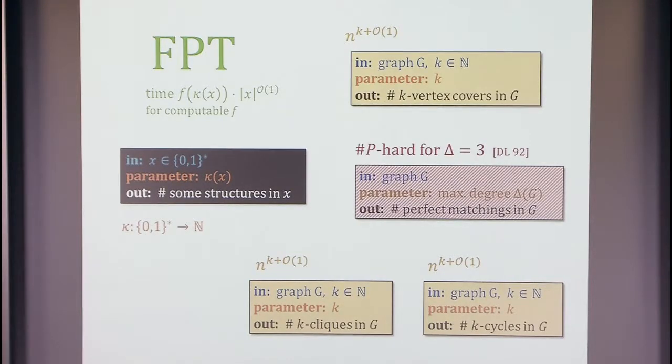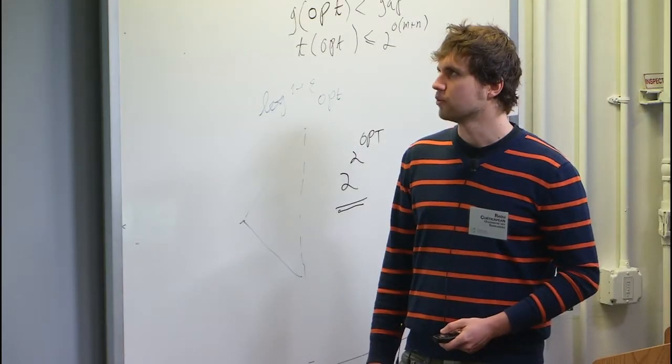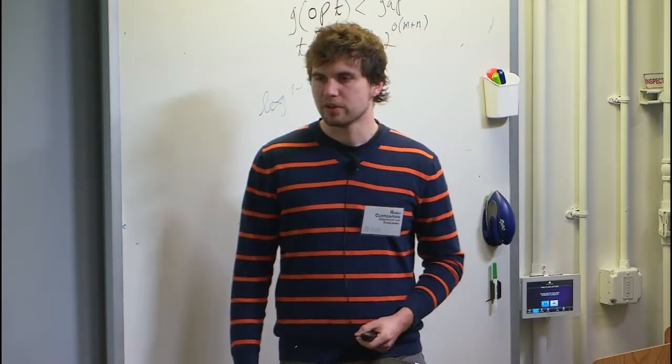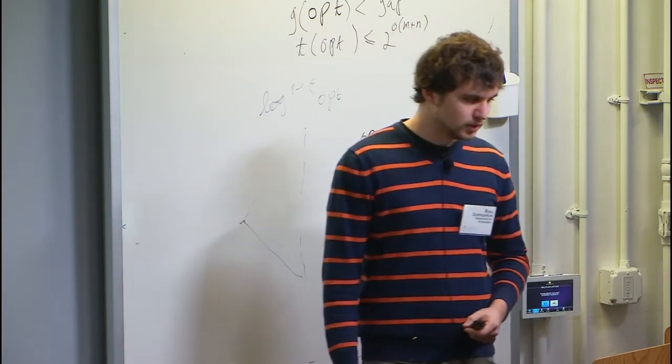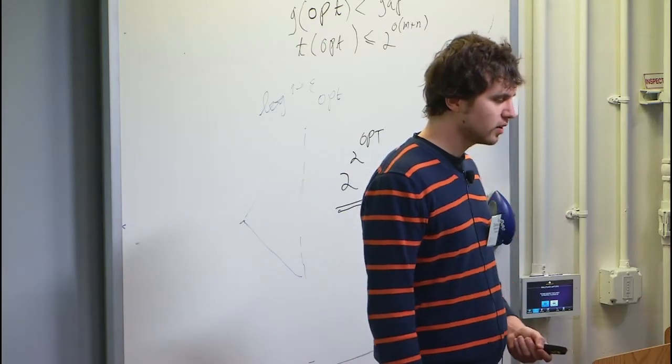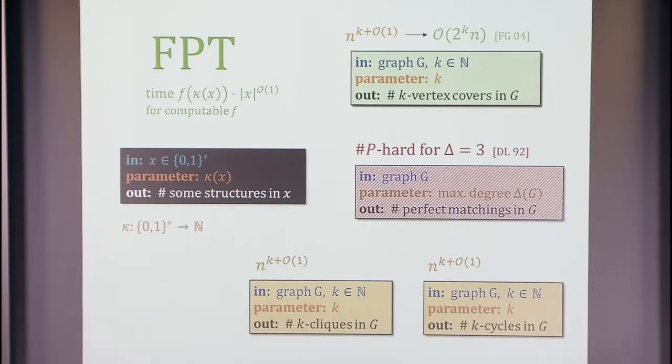If we can solve it in time f of parameter times some polynomial in the input size for some computable function f. And yeah, it can actually be observed, and this was done by Flum and Grohe, that this classical branching algorithm for deciding whether a graph has a k-vertex cover can be adapted to one that also counts the k-vertex covers in a graph. So this problem would be FPT.